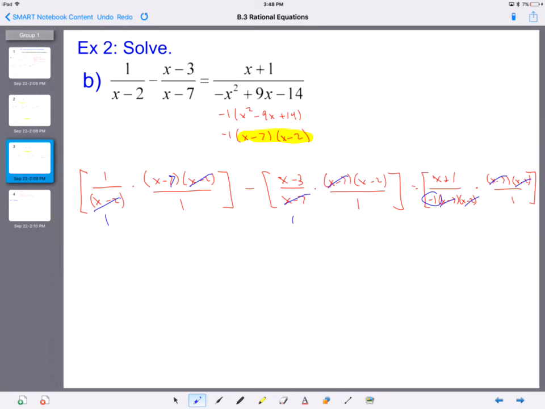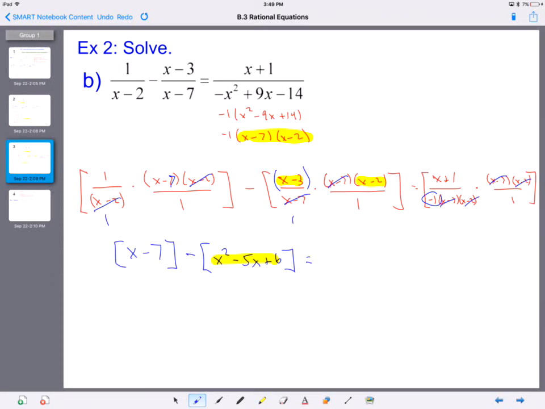So multiply straight across. We got 1 times x minus 7, so that's just x minus 7. Once again, just put them in brackets so you can see them. On this one, we have x minus 3 times x minus 2. I'm going to go ahead and save myself a step and multiply those two together. So that's x squared minus 5x plus 6. So that's just multiplying these two things together to get this.